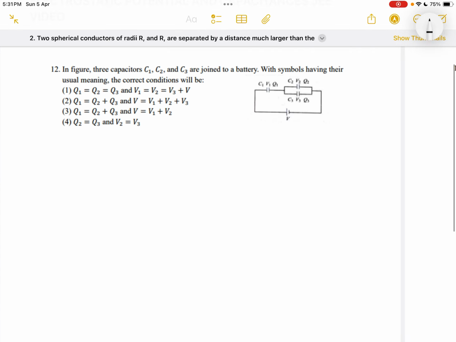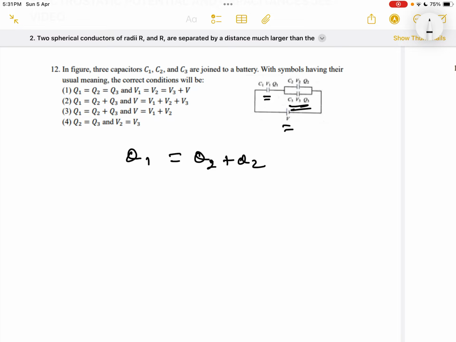Let's go further and discuss question number 12. In this arrangement, we have C1 in series with this combination, and in the combination C2 and C3 are in parallel. So you can say that the charge on C1, which is Q1, is equal to the combined charge on the parallel capacitors, which is Q2 plus Q3. And similarly, the total voltage is obtained by simply adding V1 and V2 or V1 and V3.